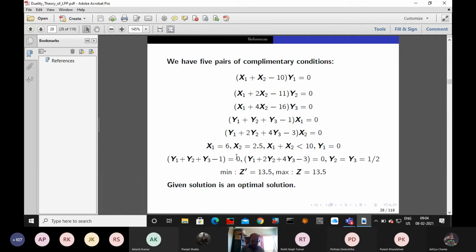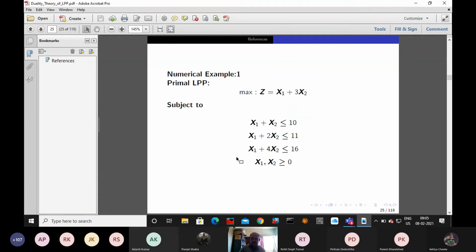Okay, this x1 equal to 6, x2 equal to 2.5. But if you look at the original constraint of the problem, you see here x1 plus x2 less than or equal to 10. But what is there? x1 plus x2, one is 6, another is 2.5. How much is the sum? It becomes 8.5. It is not becoming 10. Second one, x1 plus 2x2, it is becoming exactly equal to 11. And next, x1 plus 4x2, that is also becoming 16.